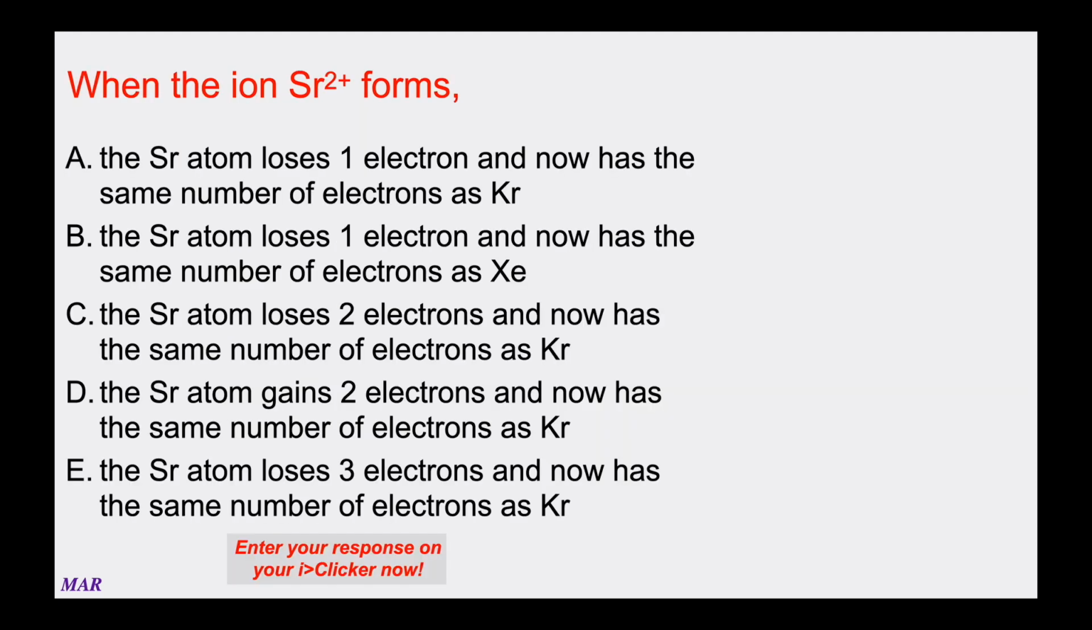When the ion strontium 2+ forms, there are 5 different statements, and one of those statements is correct and the other 4 are incorrect. See if you can figure out which of those statements is correct. Pause the video, and when you're ready to hear the answer, unpause it and we'll talk about it.